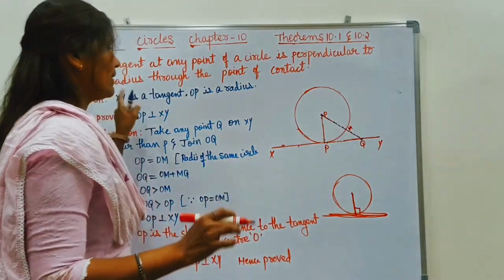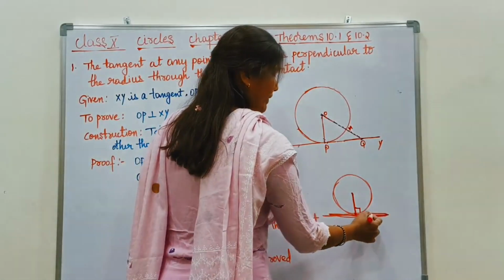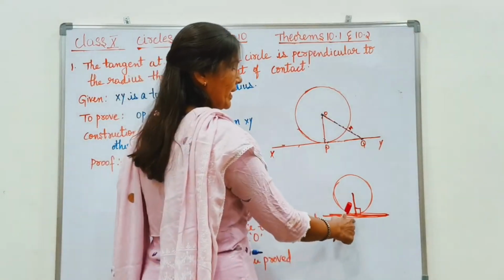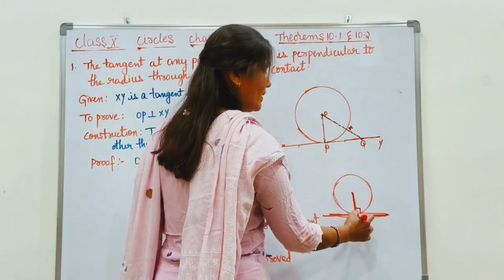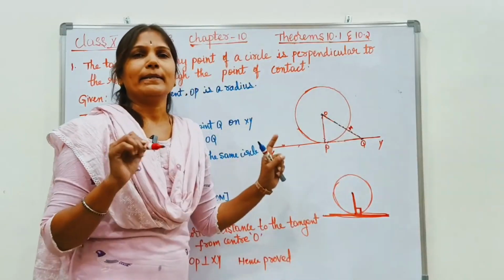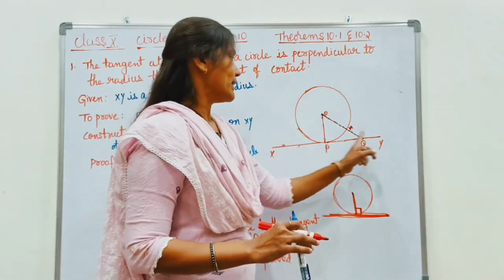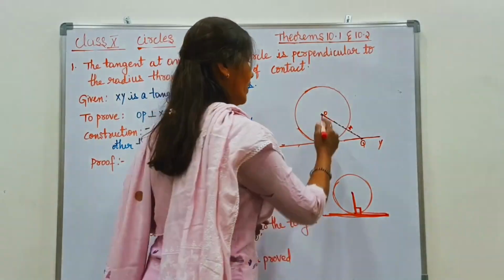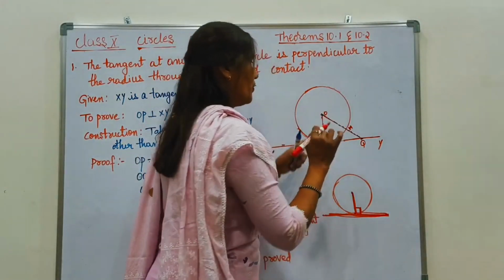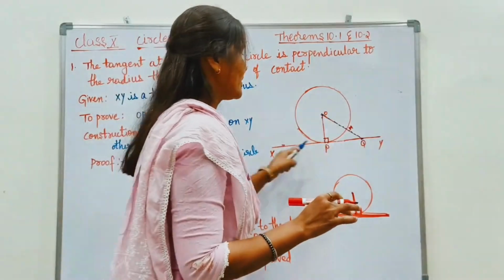If not understood, you take one circle, then you take one tangent, and then the radius. At the meeting point, you will prove it is perpendicular. Now you draw one circle. XY is a tangent. You draw OP. You have to prove OP is perpendicular to XY. This is the radius and this is the tangent.